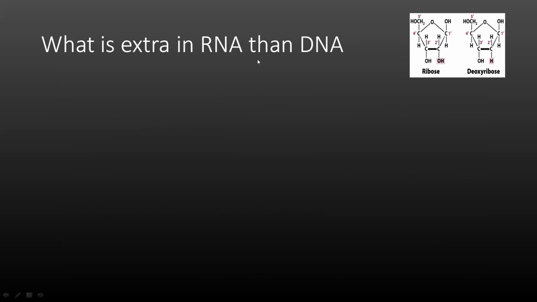So what is extra in RNA than in DNA? In ribose, there is OH. In deoxyribose, there is no O. Okay. On which carbon is it? Second carbon. See that OH is on the second carbon. Okay, 2' OH group.